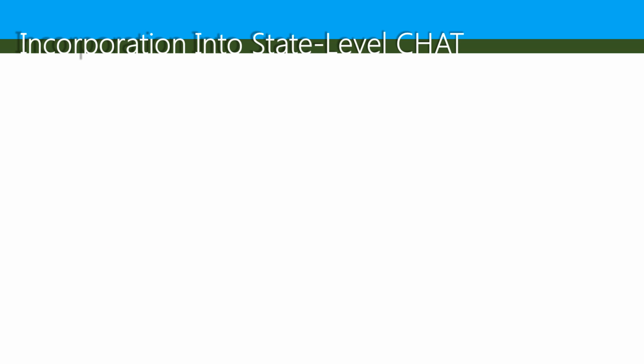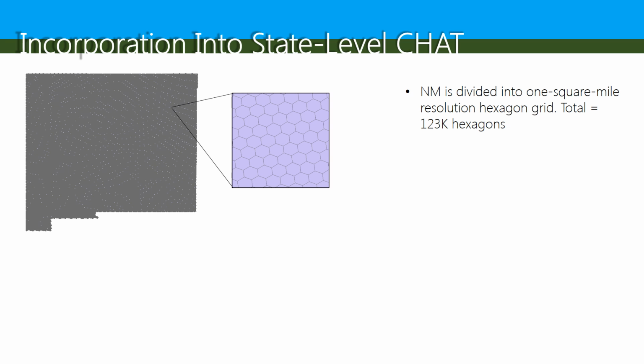Let me show you what we did in the CHAT. This gray shape is the layout of the state of New Mexico. Zooming in, you see that in the CHAT tool, New Mexico is divided into a 1 square mile resolution hexagon grid. If you count all hexagons in New Mexico, the total is 123,000 hexagons.